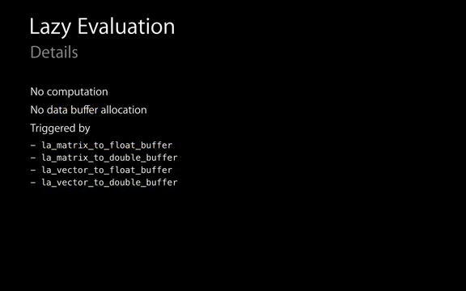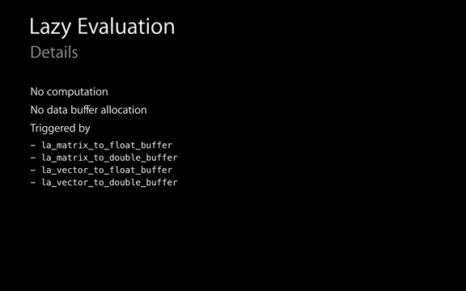So no computation is going to occur until you trigger it. This allows us to not perform a lot of frivolous memory allocations and computations. And right now, we don't trigger a computation until you explicitly ask for data back. This is going to happen with LA matrix to float or double buffer, or LA vector to float or double buffer. So again, creating these objects is going to be lightweight. We're going to do a lot of work behind the scenes to make this run extremely fast, and we're only going to compute the data that you request at the end.